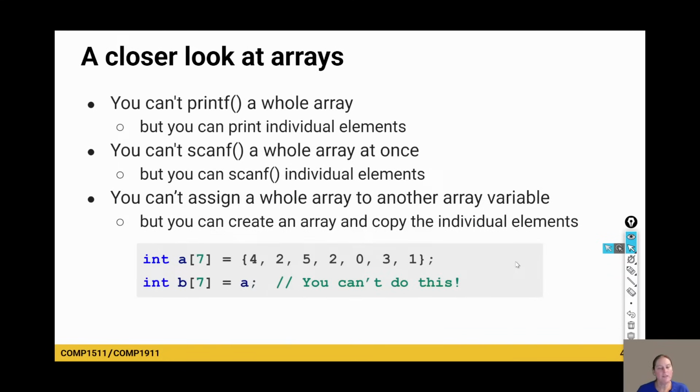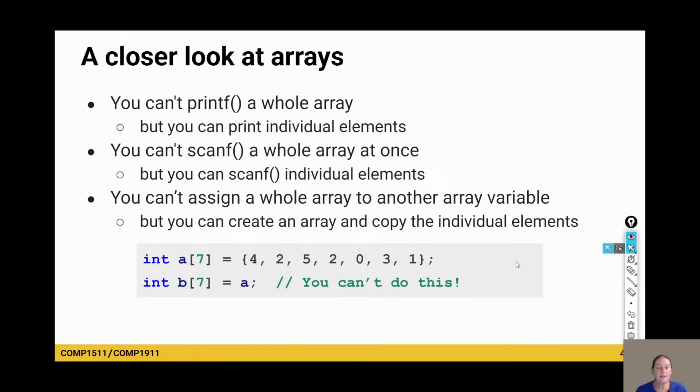All right, just a few other things about arrays. You can't print a whole array, typically, except for one special type of array that we'll talk about next week. But you can't just printf a whole array. There's no %a to print a whole array of integers or something. You've got to go through and print all the individual elements. And you can't scanf a whole array in either. You've got to scan in individual elements.